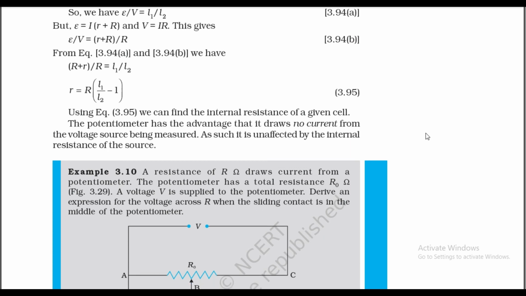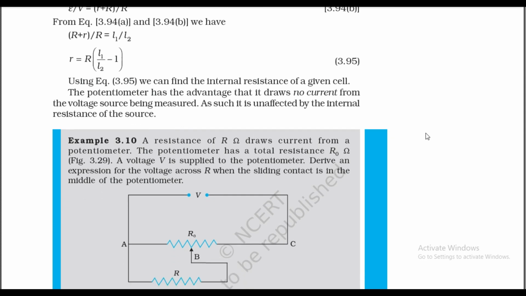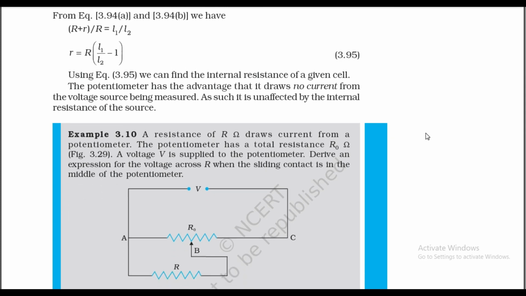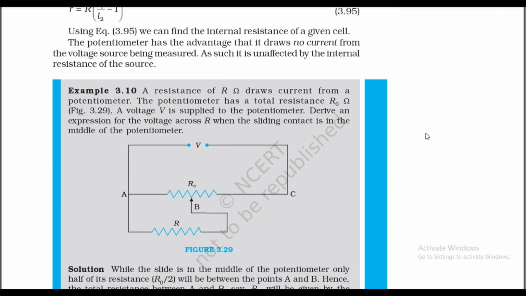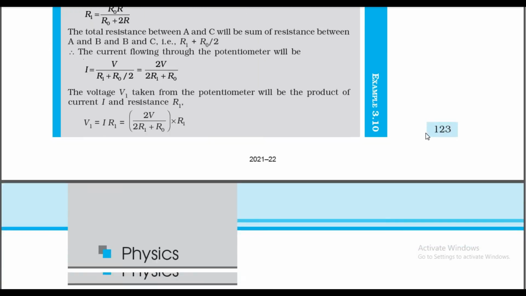The potentiometer has the advantage that it draws no current from the voltage source being measured. As such, it is unaffected by the internal resistance of the source.